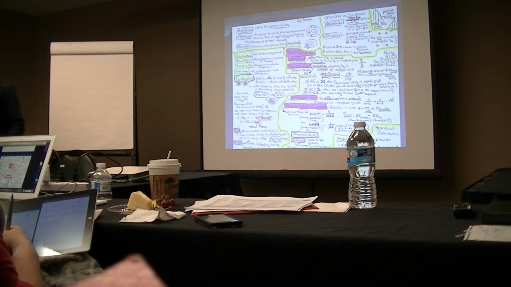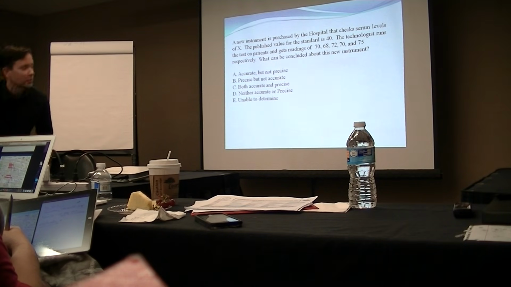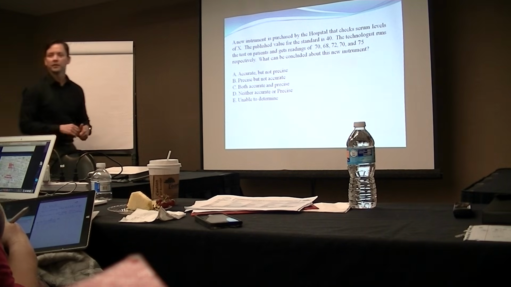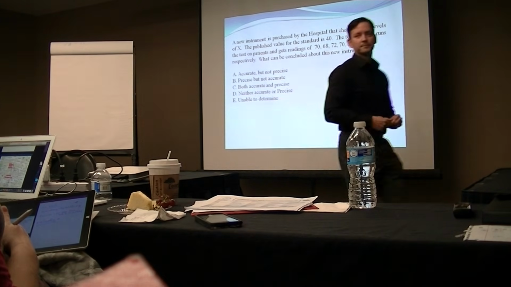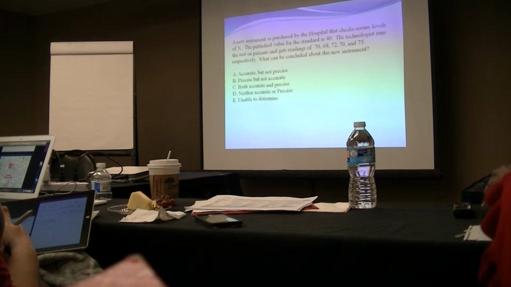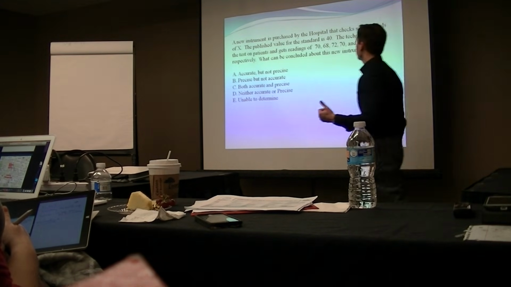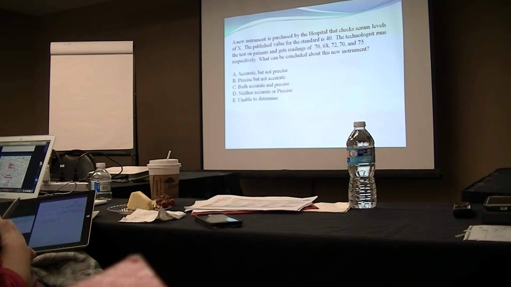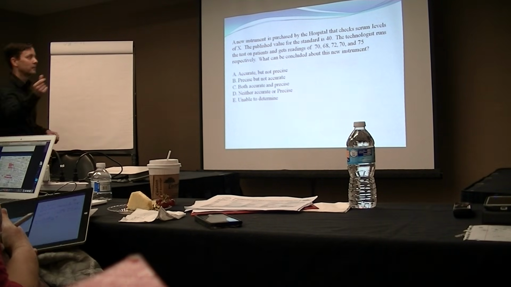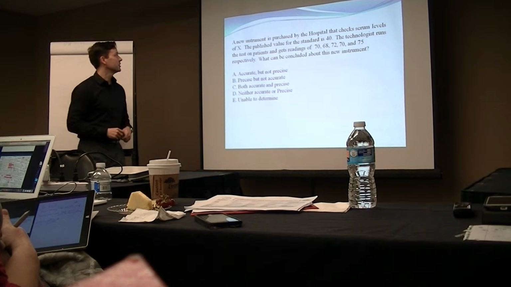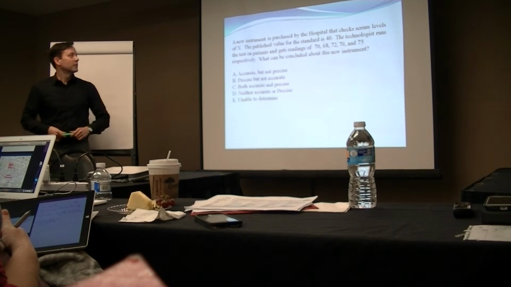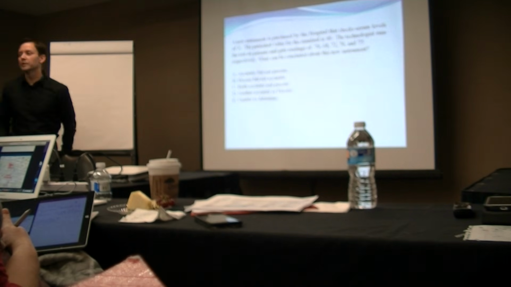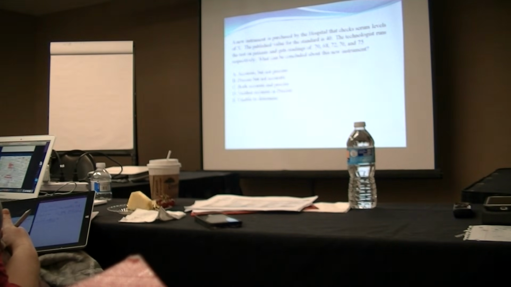A lot of times we just got to get to some questions. I don't know, we didn't get this one, did we? I don't think so. Here we go. Question: a new instrument is being purchased by the hospital that checks serum levels of X. The published value for the standard is 40. The technologist runs the test on patients and gets readings of 70, 68, 72, 75 respectively. What can be concluded about this instrument?